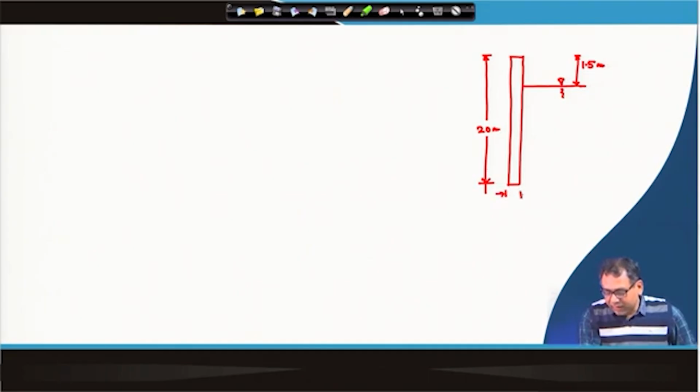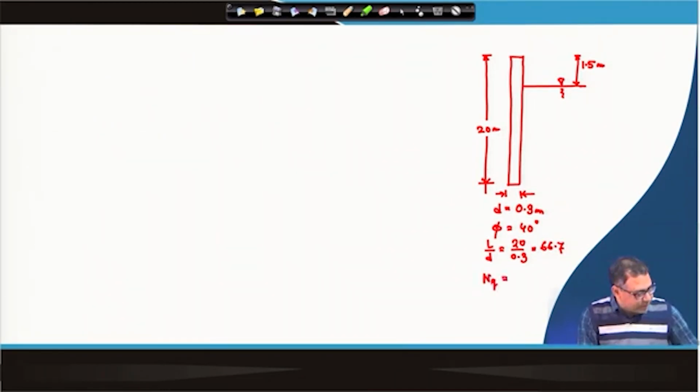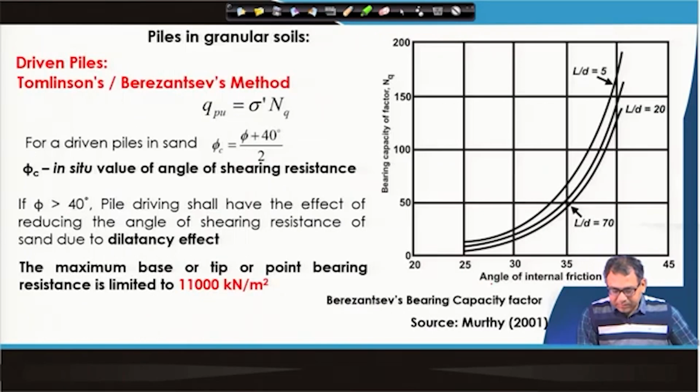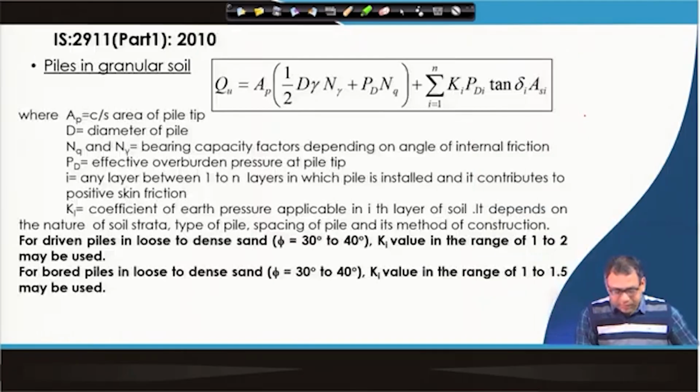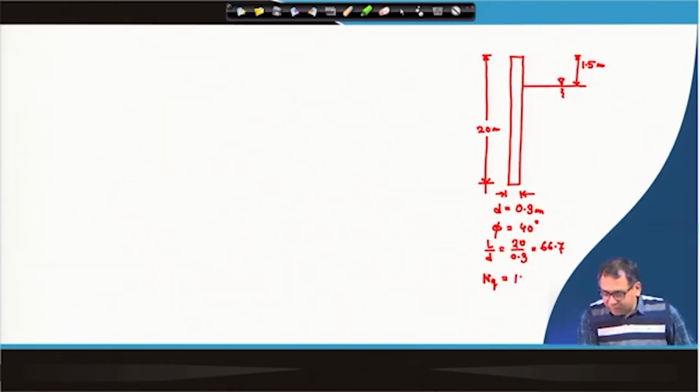Okay, so, diameter of the pile is 0.3 meter, friction angle is 40 degrees, then L by D is 20 by 0.3, which is 66.7. So, corresponding Nq as per Tomlinson method. So, you can see as per Tomlinson method, phi is 40 degree, around here. So, this value will be around 130. So, Nq value will be around 130 if I use the Tomlinson method.